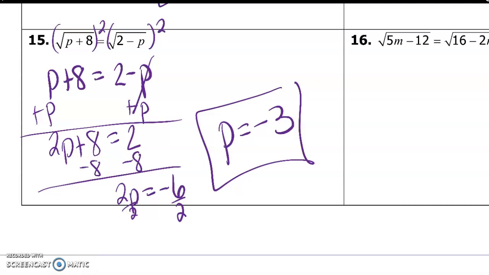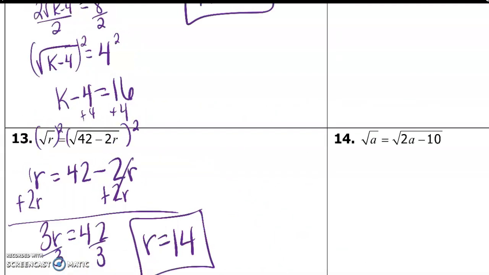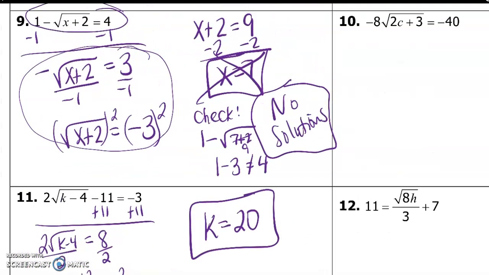So your steps again: get the square root by itself if needed. Square both sides. Whatever's under the square root sign is what will come out. Solve your equation like regular, and then you should always check your answer, because every once in a while you are going to get an answer that does not work, like we did in number 9. So you need to check all of your answers. If it doesn't end up working, you need to write no solution.